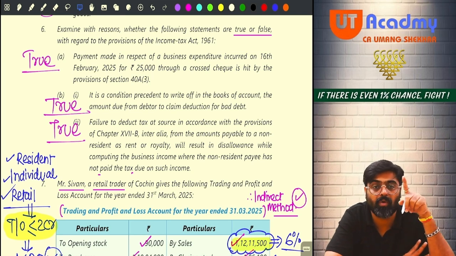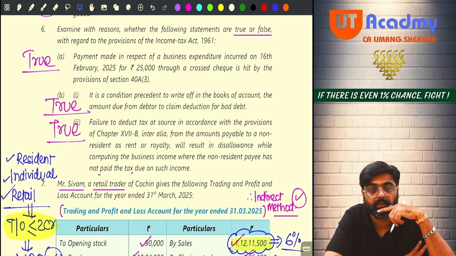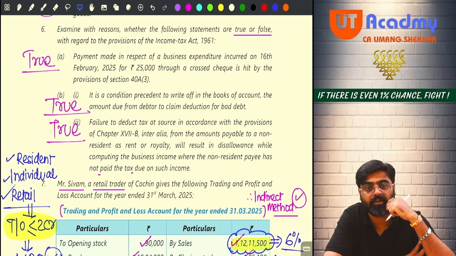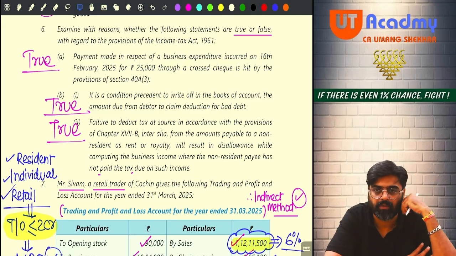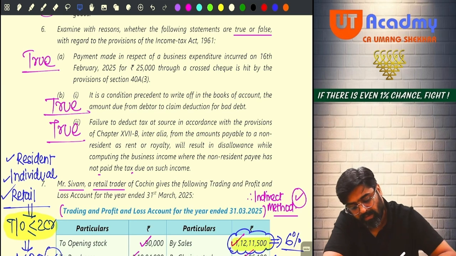Crossed cheque means a mode which is not a specified mode. The payment is more than 10,000. That payment is made in this year for your business expense, and that payment should have been made by way of prescribed modes. Have you made it through prescribed modes? No. So this payment will be hit by 40A(3). This payment will be disallowed. Yes, the answer is correct. It will be hit by 40A(3). Correct or no? Next one.